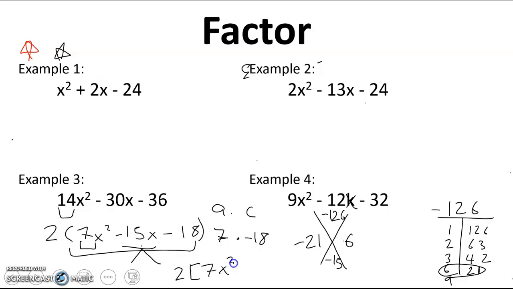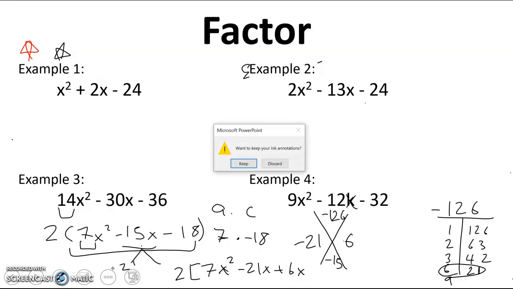With a 7x squared. Now, split apart our v values. I'm going to put negative 21x first, and I'm going to do a plus 6x next. Again, just splitting apart.